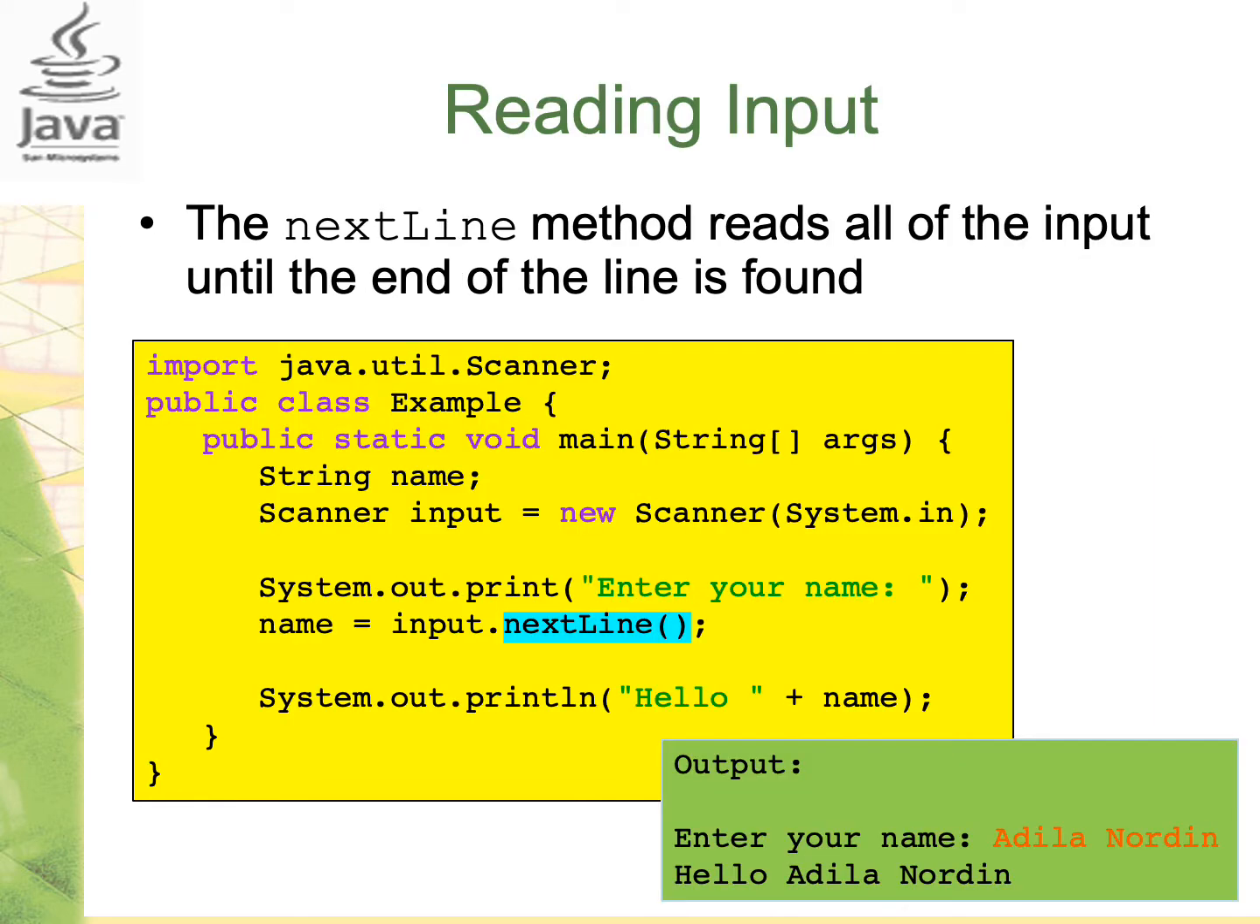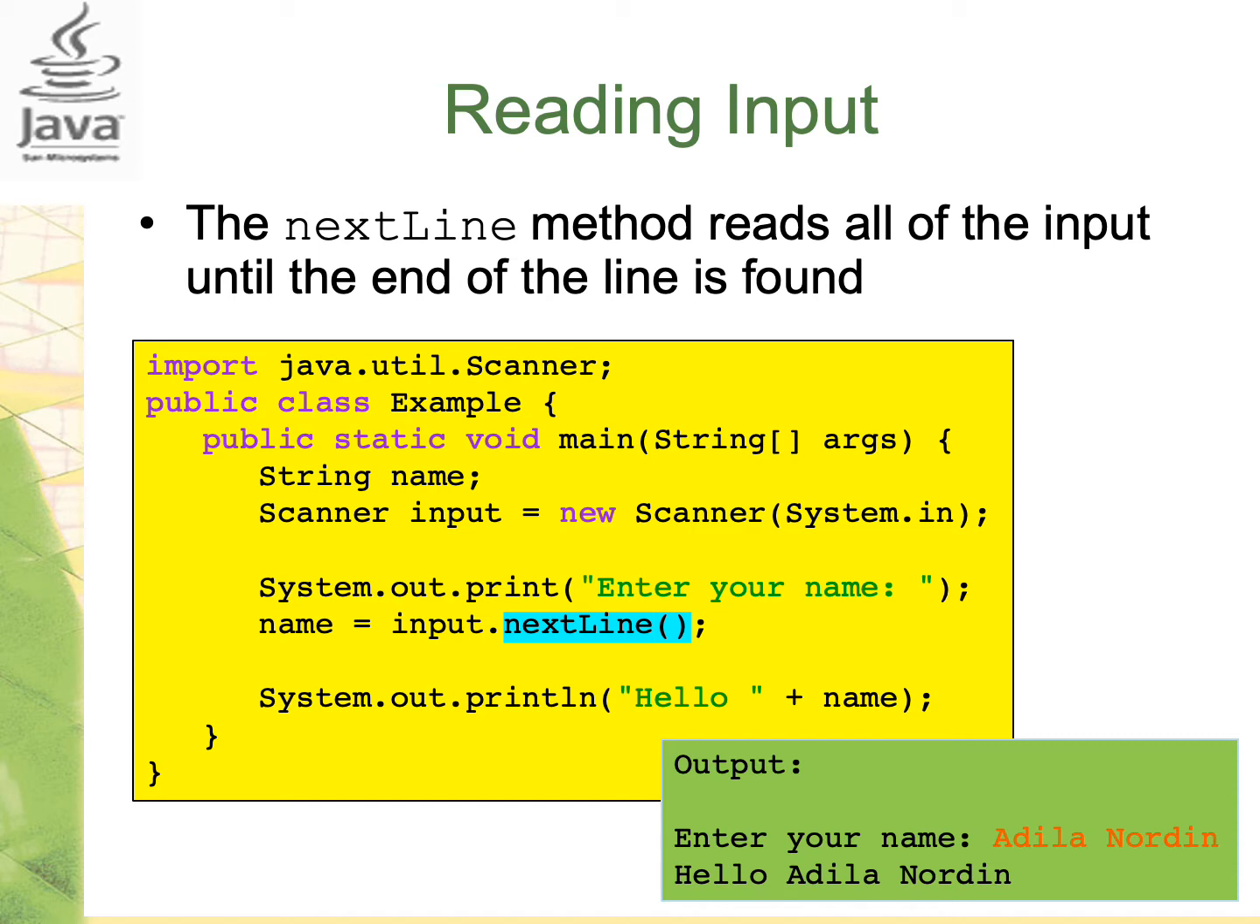The nextLine method reads all the input until the end of the line is found. That means if we have several words, all of those will be taken. Let's look at this example. We declared a String called name. Then, to take an input from the keyboard, we need to have Scanner input = new Scanner(System.in). Note here that I call my Scanner input. And to use Scanner, we need to have the import statement, so we have import java.util.Scanner.